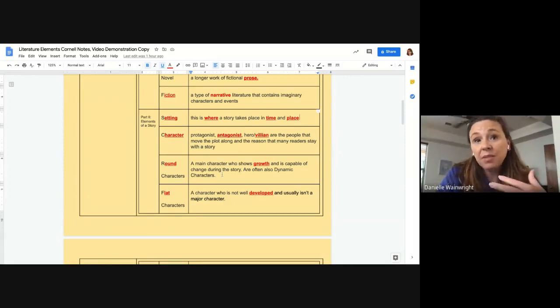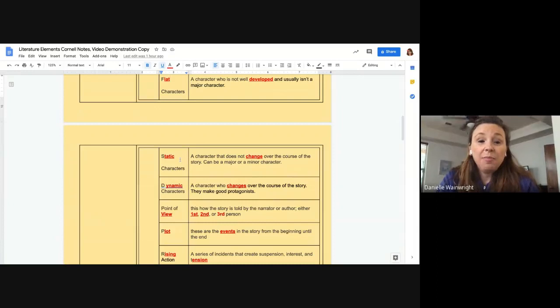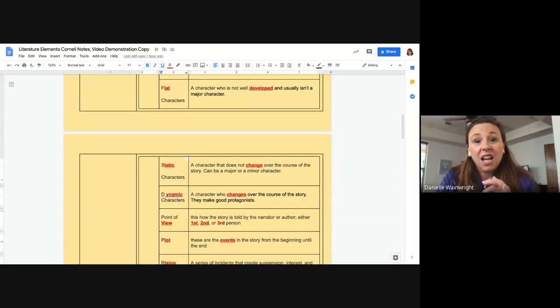Now, there's different types of characters. There are round characters. That's a main character who shows growth and is capable of change. They can also be called dynamic characters. A flat character is a character that is not well developed. And because they're not well developed, they're usually not a major character. A static character, a lot of people get flat and static confused, but a static character can be a main character. They just don't change over time.